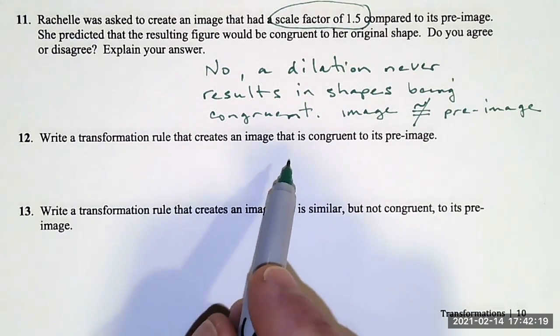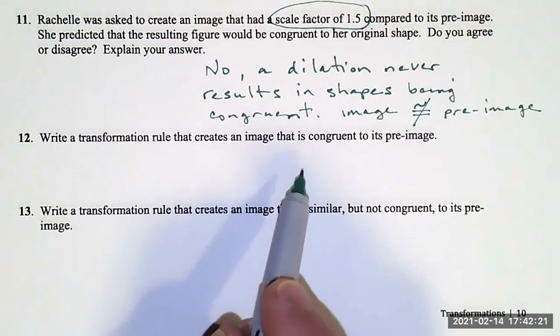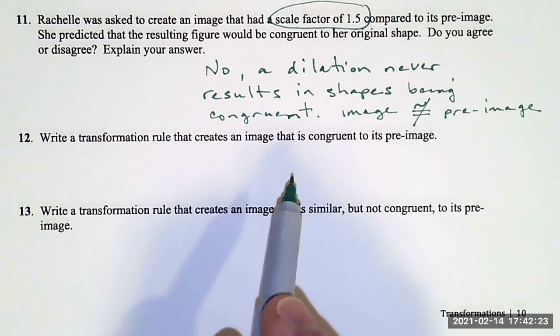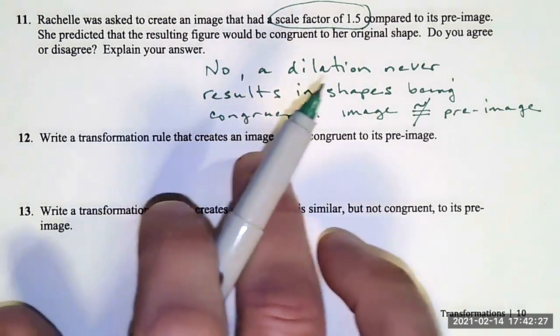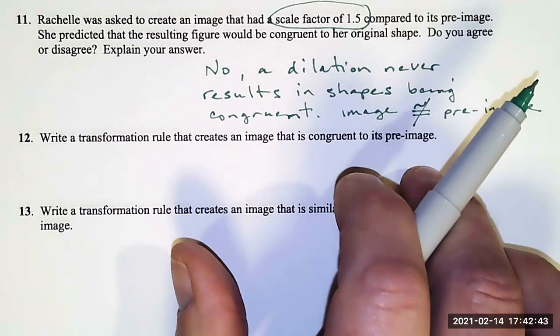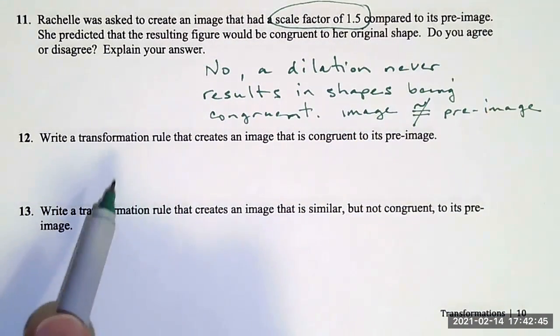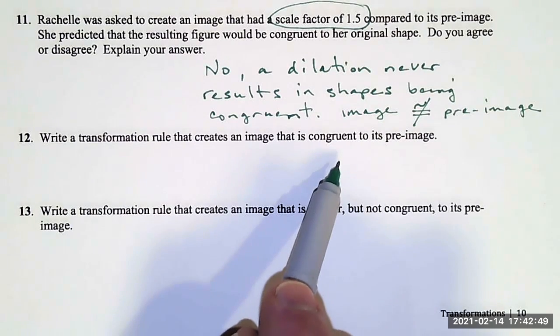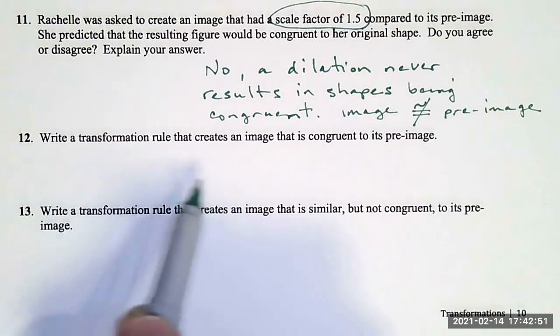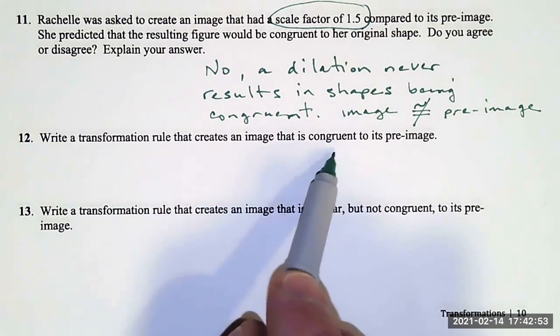Here, all you need to do is write a transformation rule that does not include a dilation. Any transformation that is a translation, a reflection, or a rotation is going to give you a congruent shape. Those are rigid transformations. If you include a dilation, it will not be congruent.